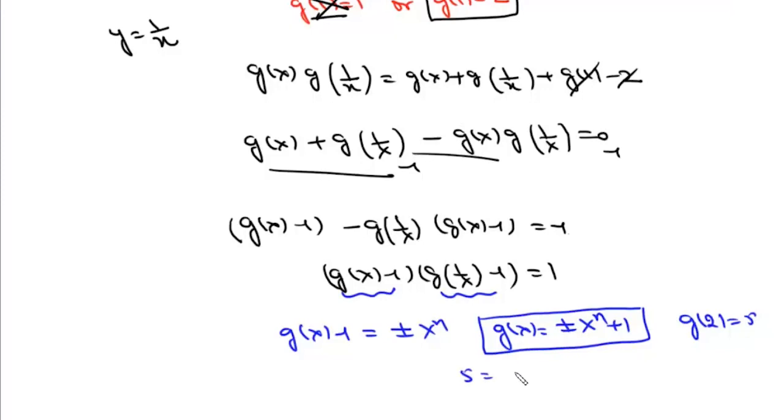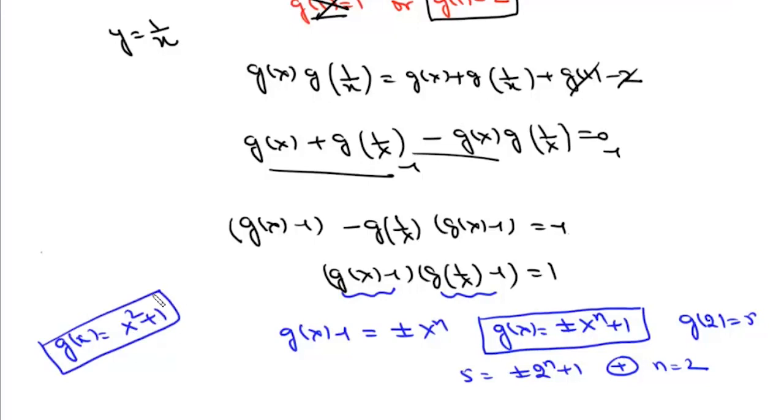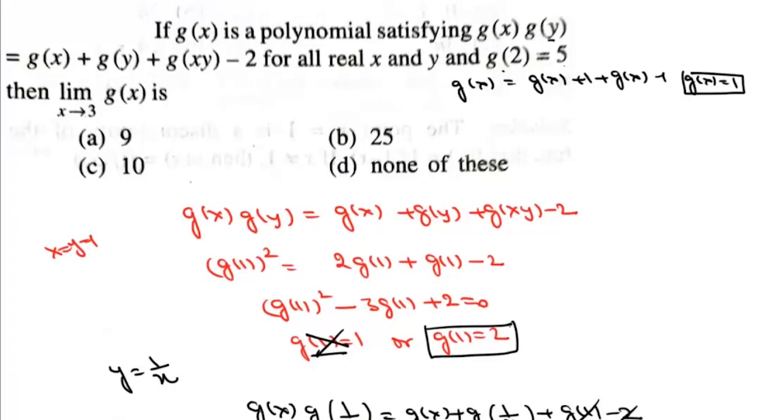Now we write x as 2, so it will be plus minus 2 to the power n plus 1. So from here we can say it is a plus sign and the value of n is 2. So this function g(x) will be simply x² + 1. Now here we need to find the value of this limit, x tends to 3 g(x). Limit x tends to 3, and g(x) is x² + 1. So this is 9 plus 1, 10. And that's your option C.